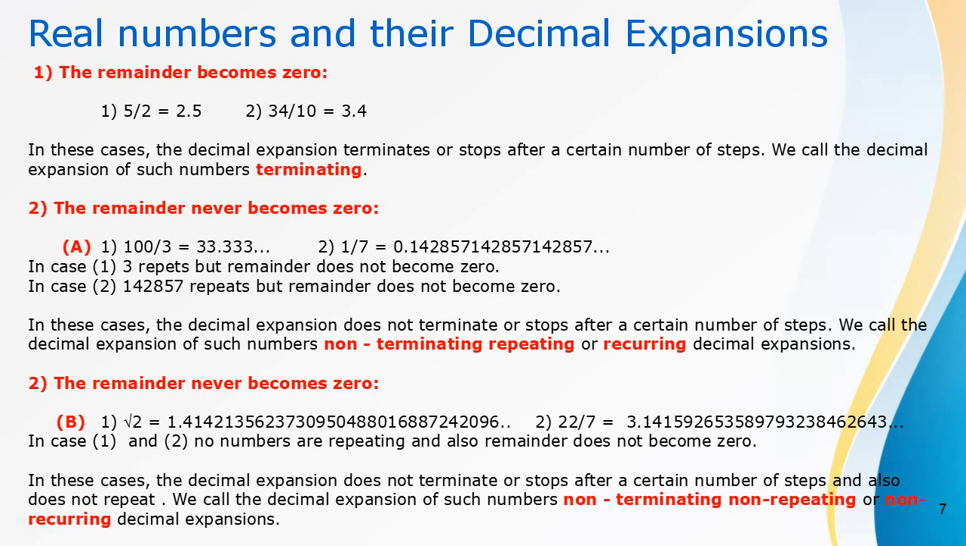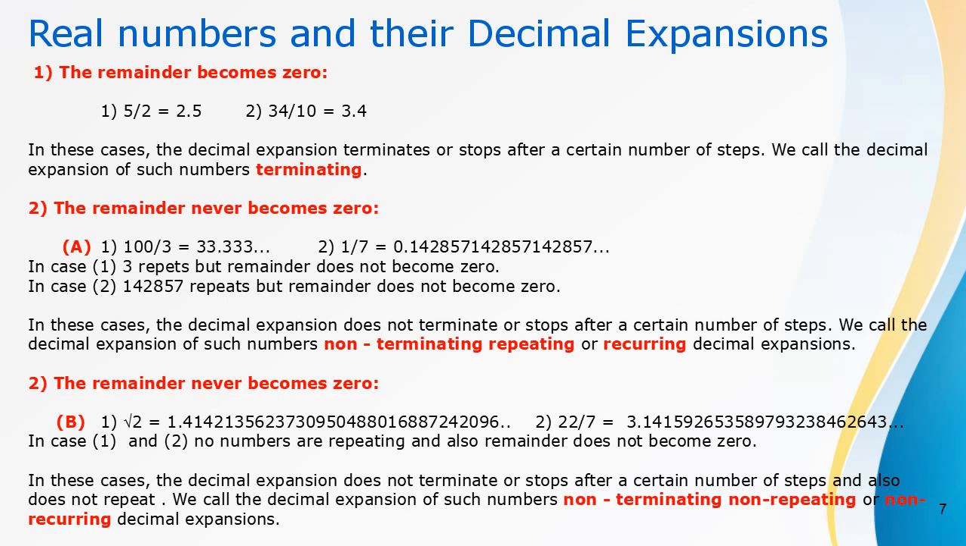We call the decimal expansions of such numbers terminating. Case 2, the remainder never becomes 0. Case A, number 1, 100 divided by 3 is equal to 33.333. Number 2, 1 divided by 7 is equal to 0.142857142857142857. So in case 1, 3 repeats but the remainder does not become 0.